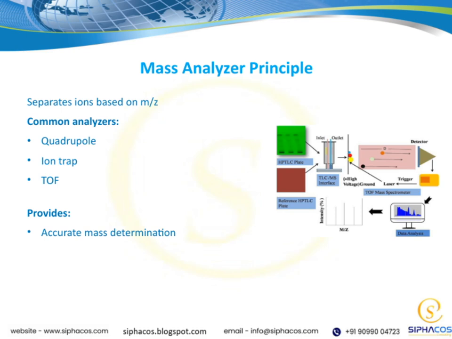Each of these has its unique way of filtering ions, but they all aim to achieve precise separation based on m/z. What makes this process so valuable is that it provides us with accurate mass determination. This accuracy is key in identifying compounds, especially when working with complex mixtures. So, in the context of our overall theme, understanding these analyzers helps us appreciate how mass spectrometry delivers detailed, reliable information about our molecules of interest.